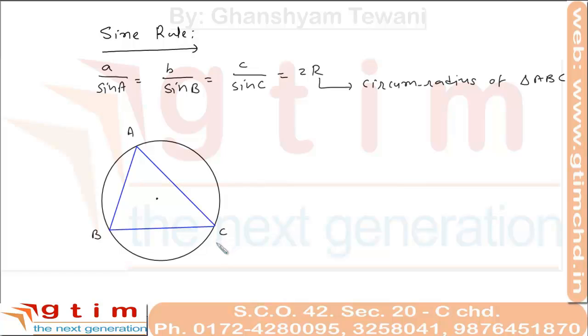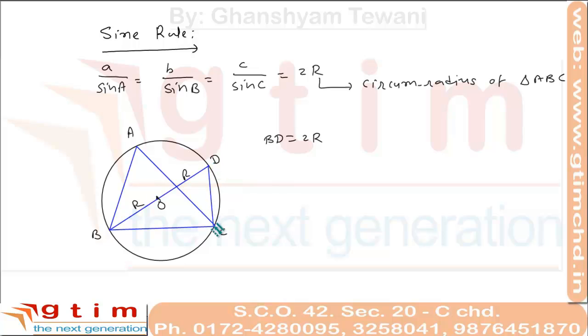Consider acute angle triangle ABC, in which the circumcenter falls inside the triangle. Now draw a line passing through vertex B and the center of the circle. Now suppose this point is D. What is BD length? BD length is what? Diameter of the circle. Let O be the circumcenter. Then BD length is equal to 2r.